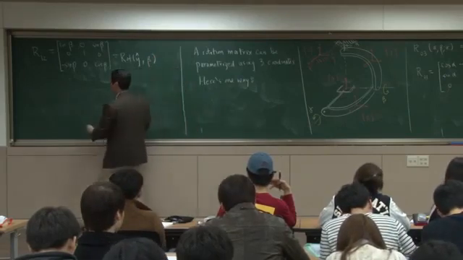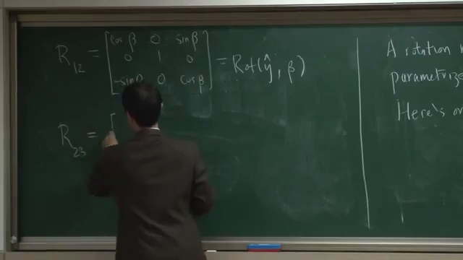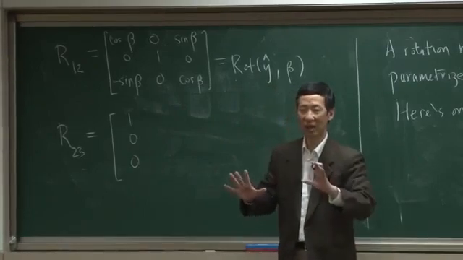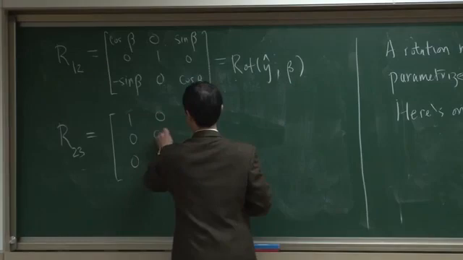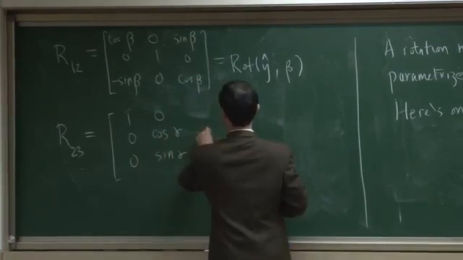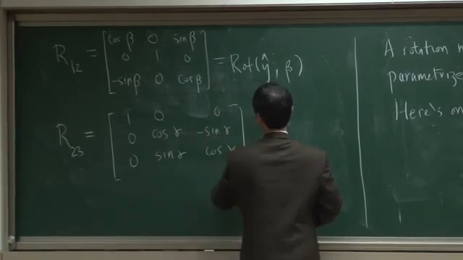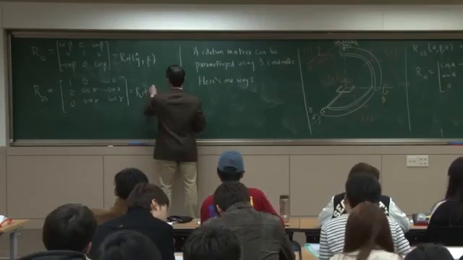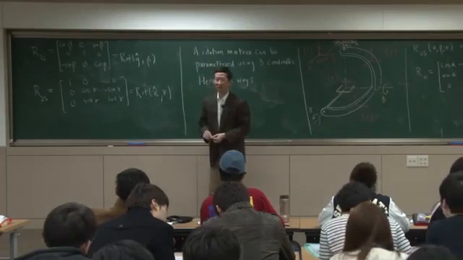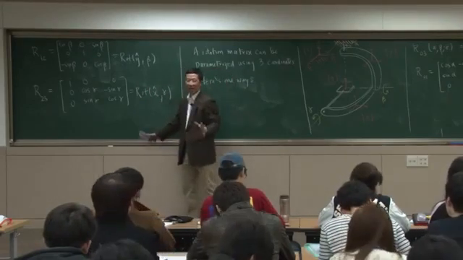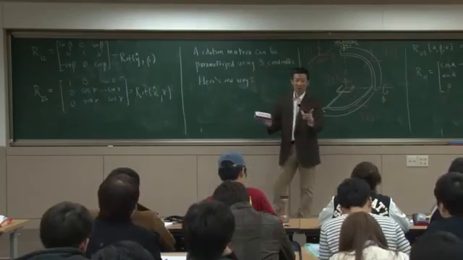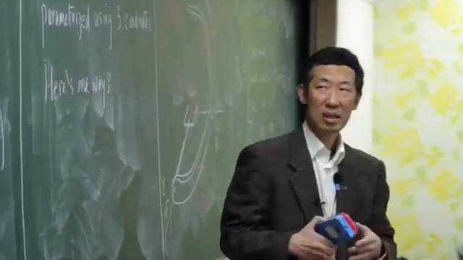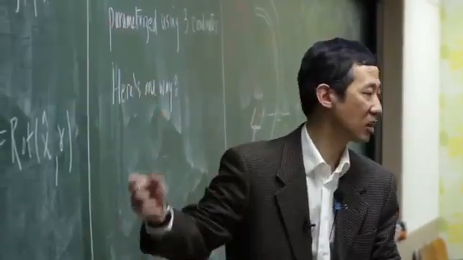Finally, R23. You can probably imagine what this is going to be. It's going to be rotation around the x-axis. So it looks like that. Call this rotation around the x-axis by angle gamma. All right, so there we have it. If I want the rotation of the end effector frame in terms of alpha, beta, gamma, all I have to do is multiply R01 times R12 times R23.